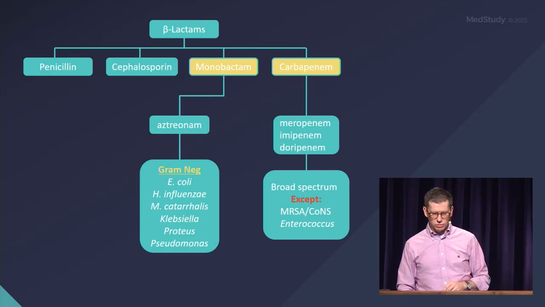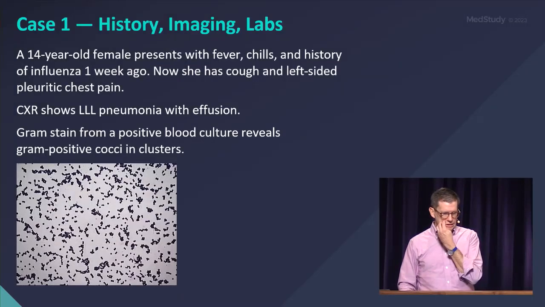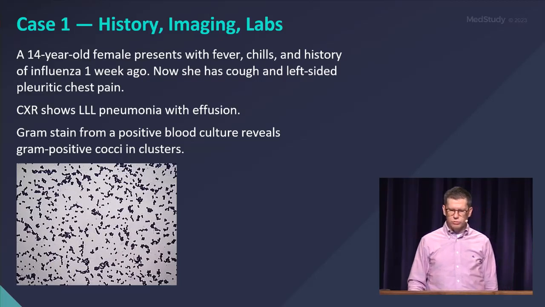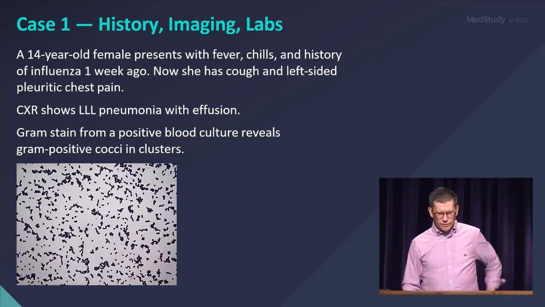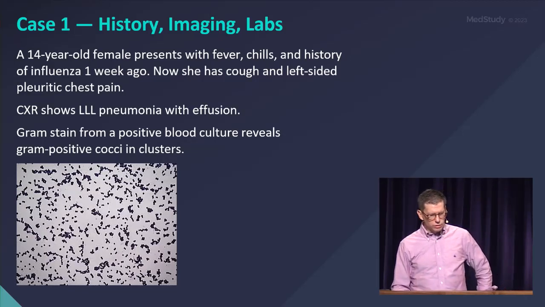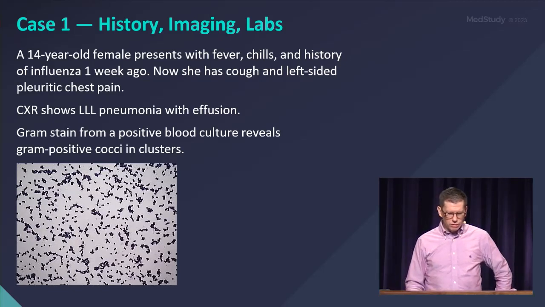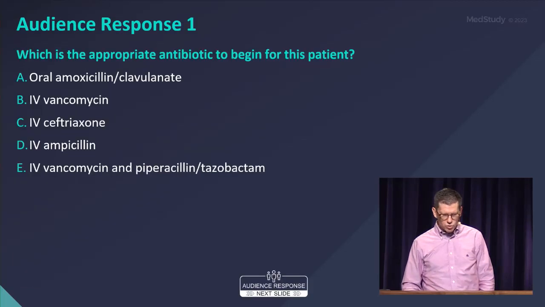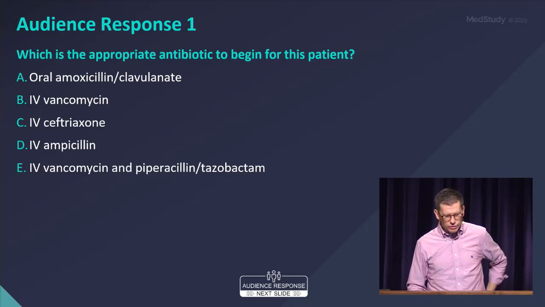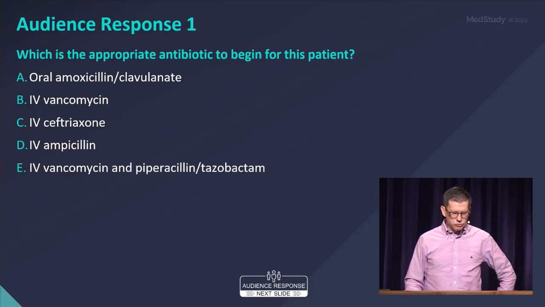So beta-lactams. So we'll start going into our cases. So we have a 14-year-old female who presents with fever, chills, and a history of flu 1 week ago. She now has a cough and left-sided pleuritic chest pain, and X-ray shows left lower lobe pneumonia with effusion. The gram stain from a positive blood culture reveals gram-positive cocci in clusters such as that seen here. Which is the appropriate antibiotic to begin for this patient? Is it A, oral amoxiclav, B, IV Vinc, C, IV ceftriaxone, D, IV ampicillin, or E, IV vancomycin and piperacillin tazobactam?